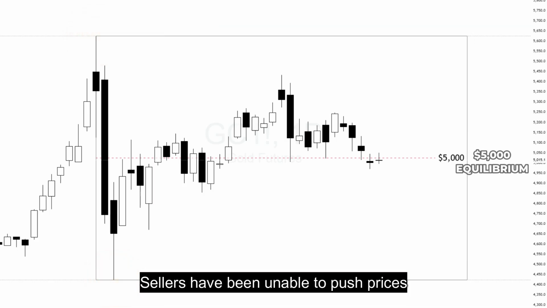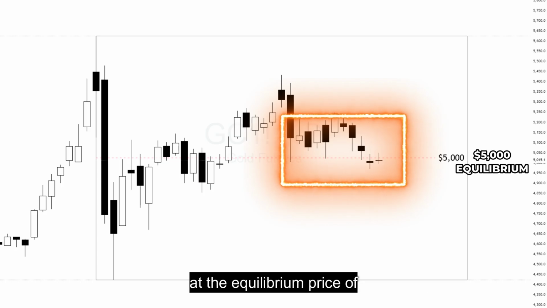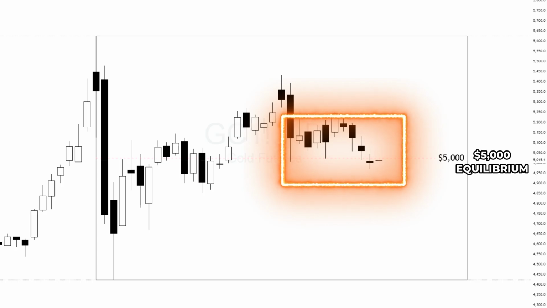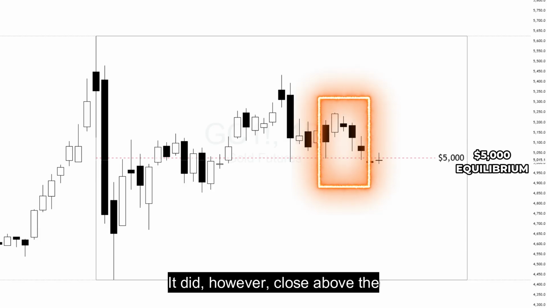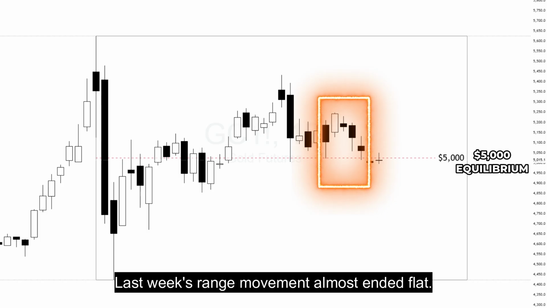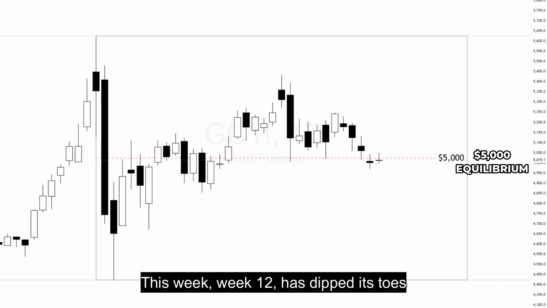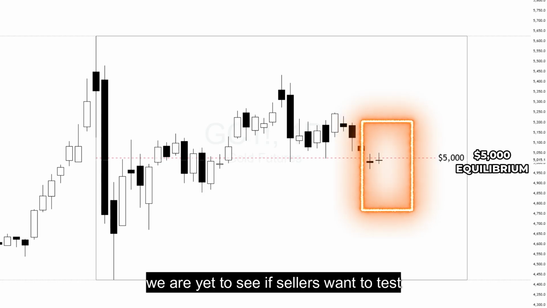Sellers have been unable to push prices much below $5,000, and we are seeing both resistance and support at the equilibrium price of $5,000, indicating institutions may be defending this level. Last week, week 11, saw Friday's close claw back earlier week's gains. It did, however, close above the equilibrium price of $5,000. Last week's range movement almost ended flat. This week, week 12, has dipped its toes under $5,000, and we are yet to see if sellers want to test it lower. For now, the $5,000 equilibrium level is holding firm.